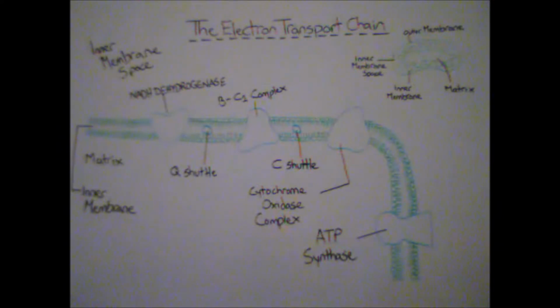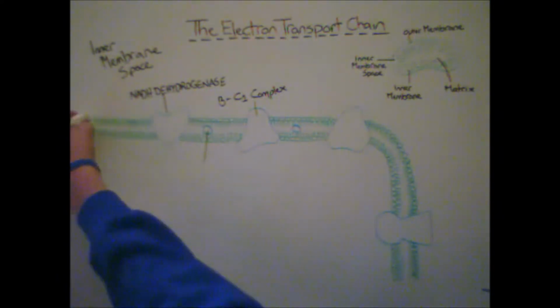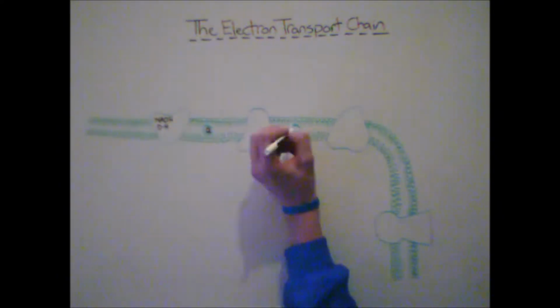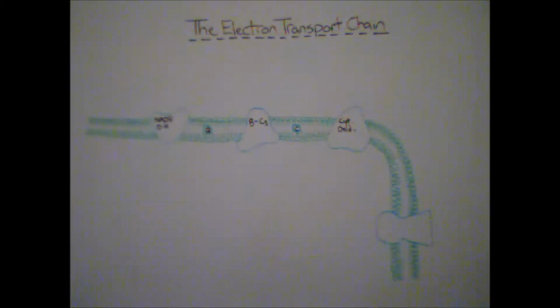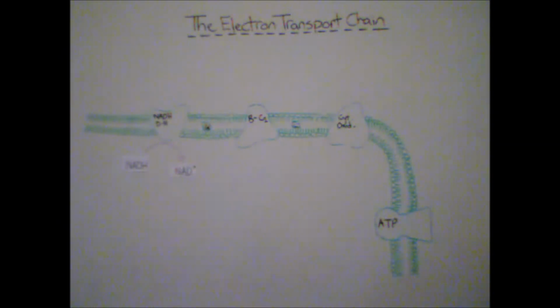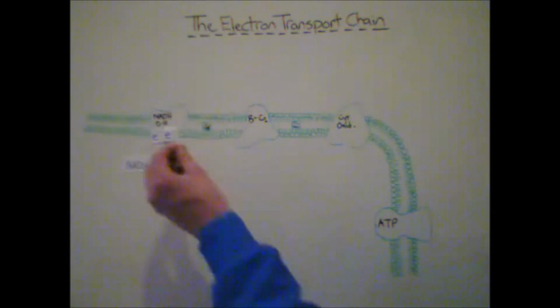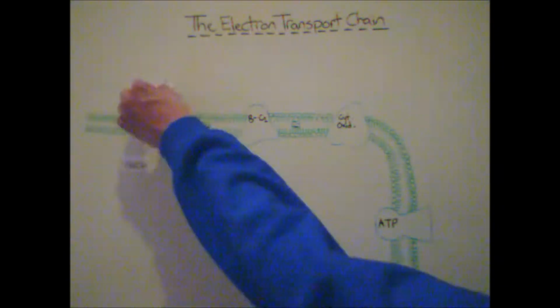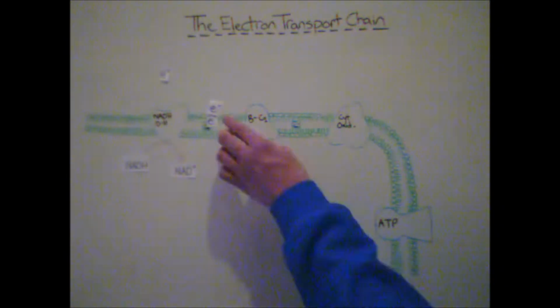The way that the ETC works is by shuttling electrons through the phospholipid bilayer to activate the enzymes, which work as pumps. These pumps shoot protons through to the other side to create a proton gradient, as you will see soon. The first electrons are taken from NADH to activate the first enzyme. These electrons are then shuttled over by the Q shuttle to the BC1 complex, as seen here.